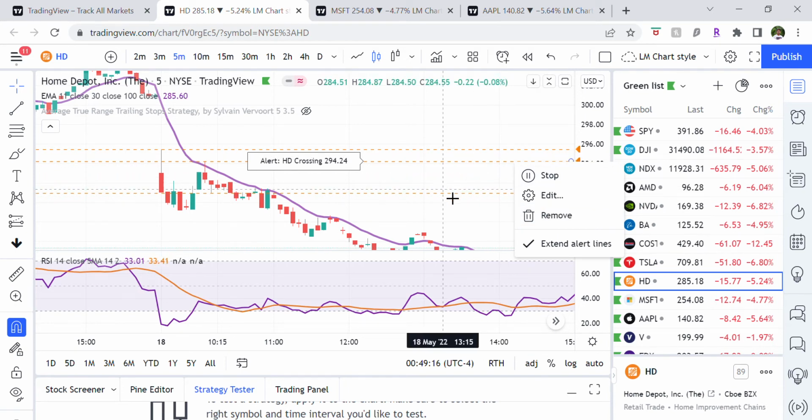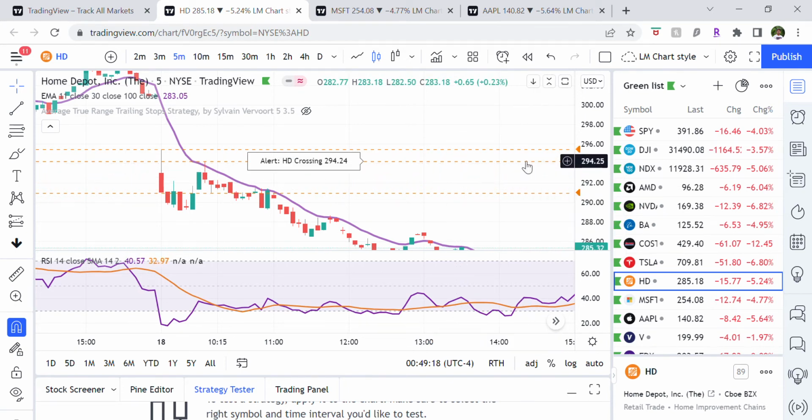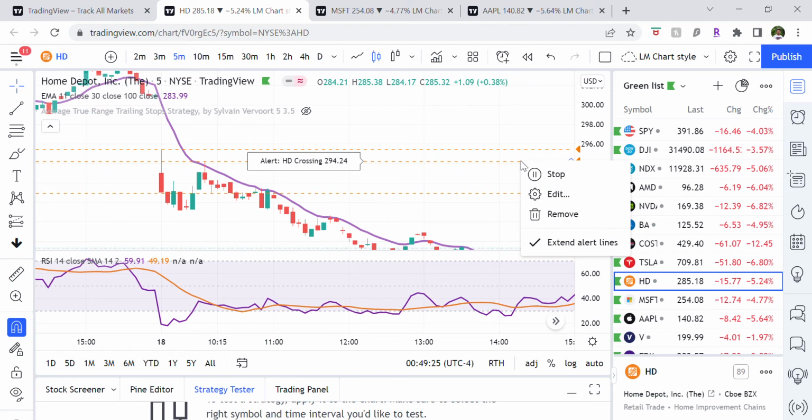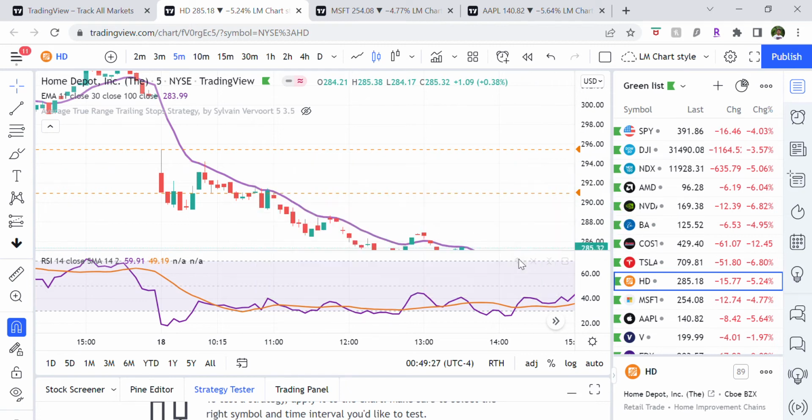Entry line means the stock should be below 294 for me to enter the puts. That was the condition we derived from the 2-hour chart. I will remove that particular line. Now you can see only two lines. One is where we have entered the trade, and the other one is my hard stop. I'm not going to wait beyond this particular price.